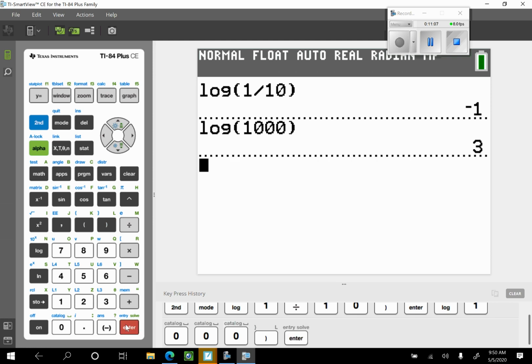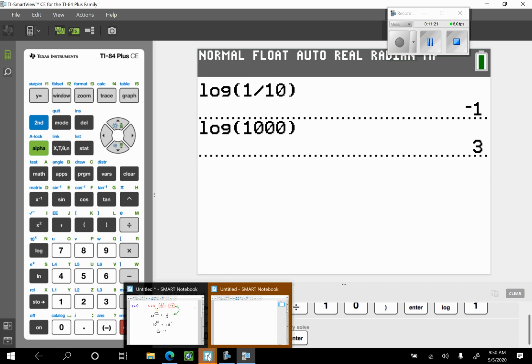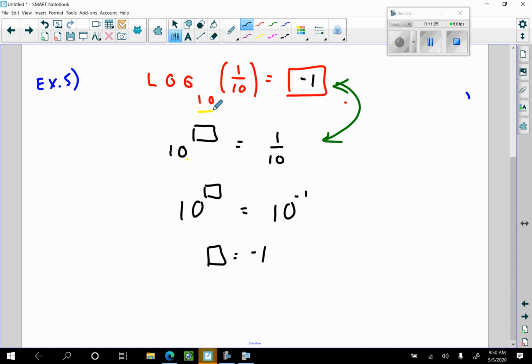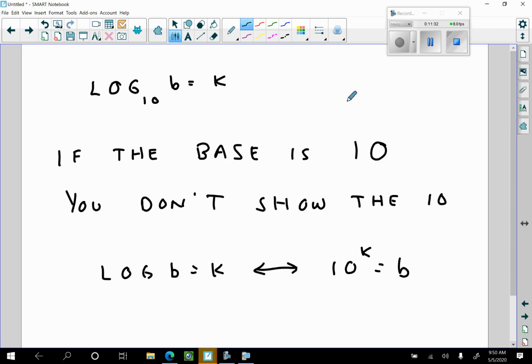Bam. Whoop. That's going to be 3. What I'm trying to point out here is this log, there's not a base attached to this. There's not a base attached because this is what we call the common logarithm. It's the logarithm of base 10. So when you have a log of base 10, you need not write the base because it's so common. So if the base is 10, you normally won't see people write the base 10.